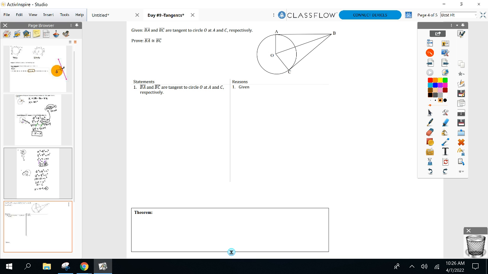All right, let's just get right to it. You guys know one theorem already. If I draw the radius to the point of tangency, it's perpendicular. Now, instead of me giving you the second theorem, we're going to prove it. So here's my diagram up here. I want to try to show BA is congruent to BC.